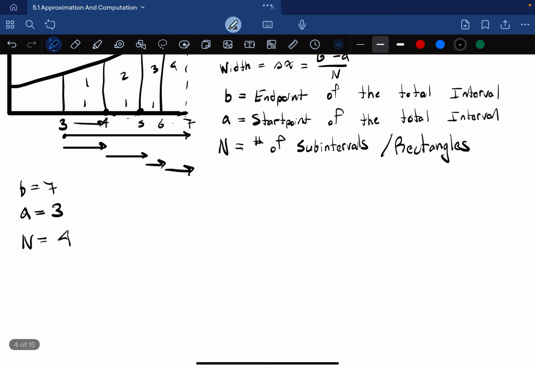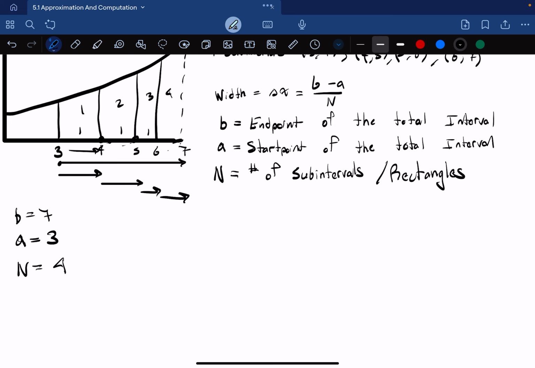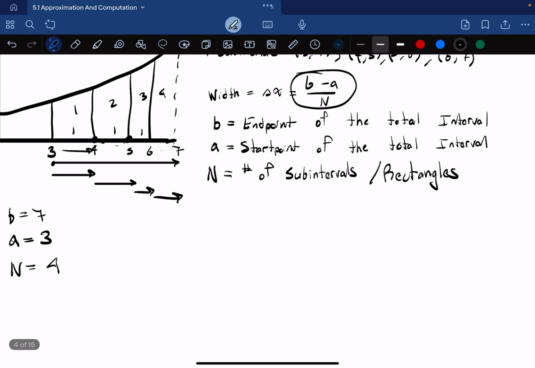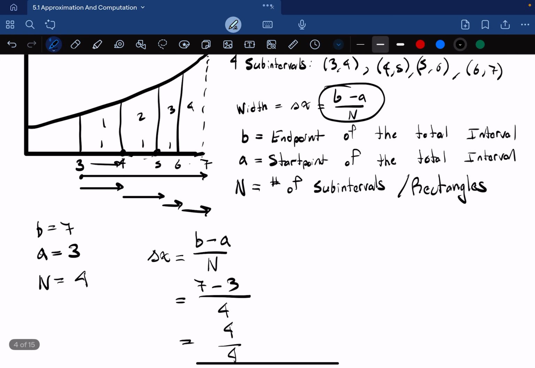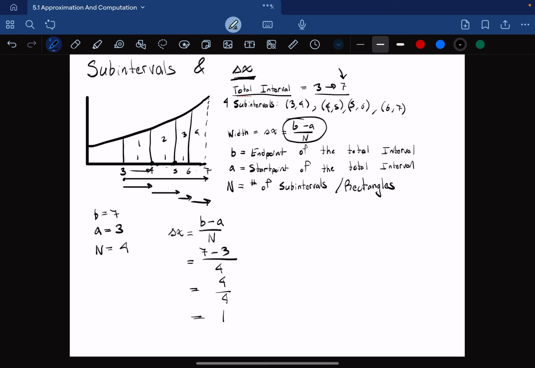And then the way that we can calculate the width of each of these rectangles, otherwise known as our delta x, is by just plugging it into this formula here. So delta x is equal to b minus a over n. So b, 7, minus a, 3, divided by n, which is 4. So 7 minus 3 is 4, so you end up with 4 over 4. So you finally find out that our delta x, or the width of each of these rectangles, is going to be 1 unit. And that is basically subintervals and delta x.